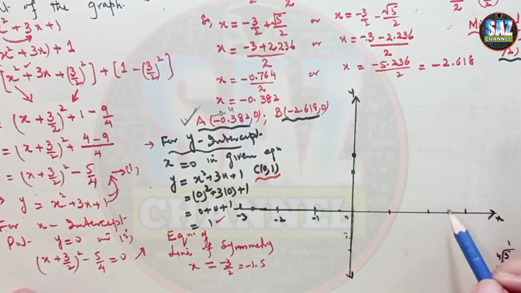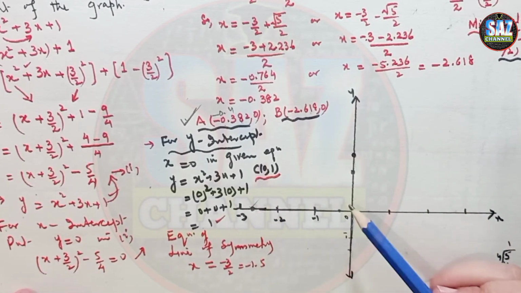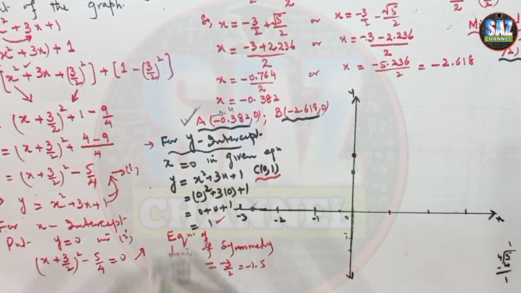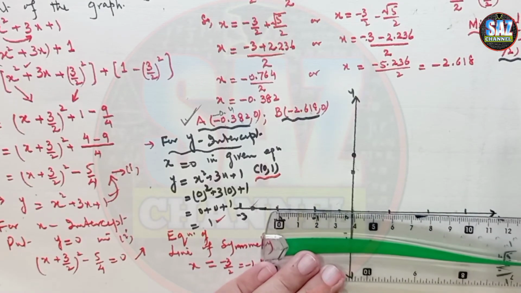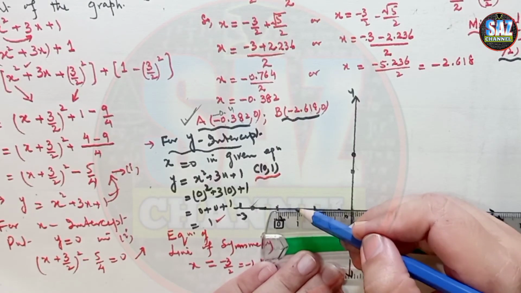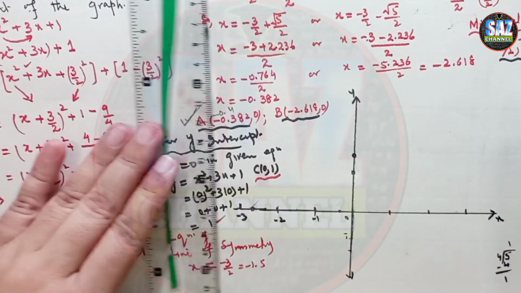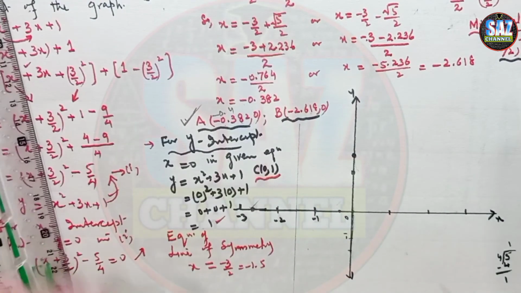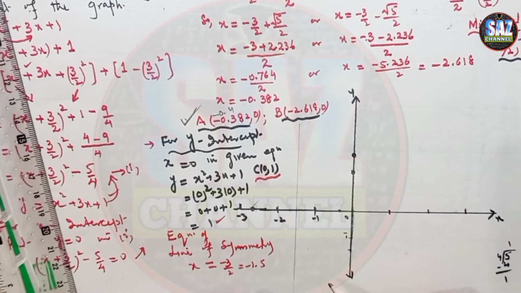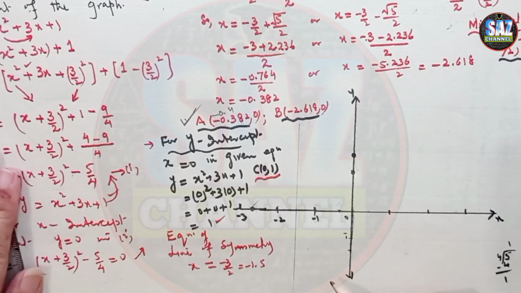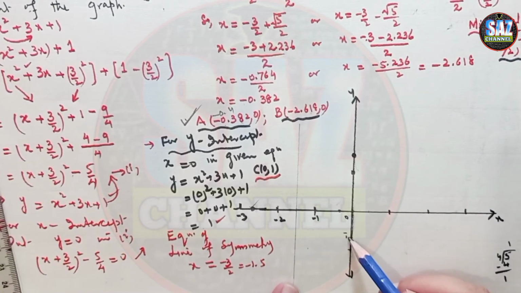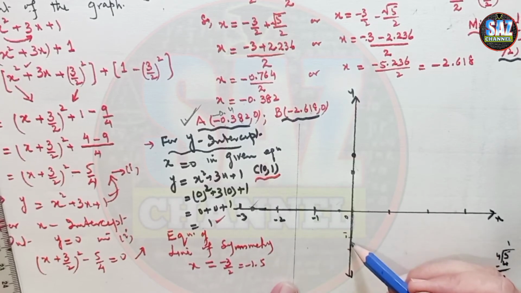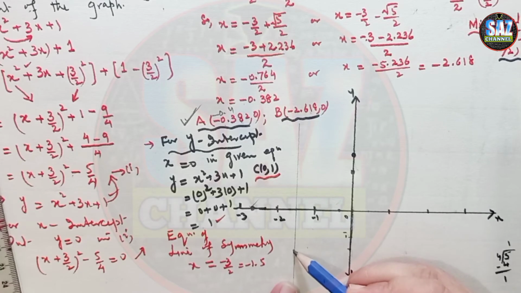Okay, now I have marked the x-intercepts, I have marked the y-intercept, and the line of symmetry is x equals minus 1.5. So let me see roughly where that minus 1.5 is coming. Minus 1.5, this is x equals minus 1.5, and the minimum point is, yes, the curve will have its minimum point at minus 1.5 and minus 1.25. It will be a little down over here.